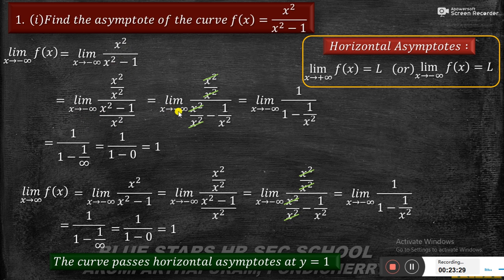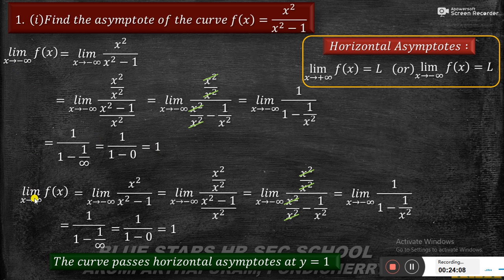So the next step, the limit as x tends to minus infinity, I multiply and divide by x square. One x square I put in the numerator and one x square in the denominator. So x square by x square is 1, and in the denominator I divide all the terms by x square, so x square by x square minus 1 by x square. So the limit as x tends to minus infinity of 1 by 1 minus 1 by x square. Now I substitute x tends to minus infinity. Minus infinity whole square is infinity, 1 by infinity is 0. So our answer is 1.